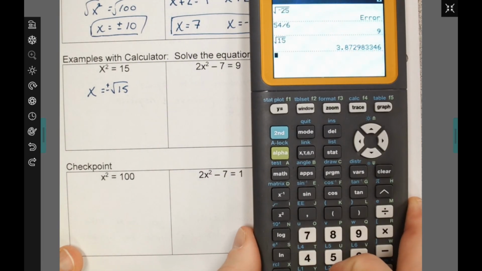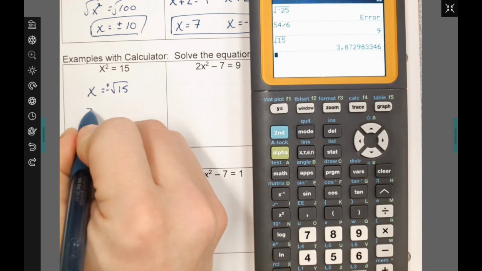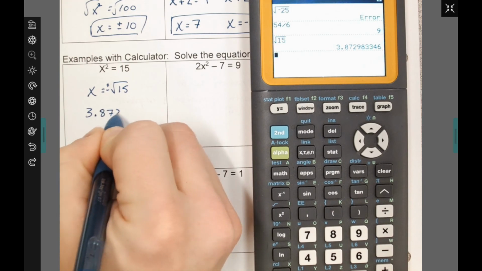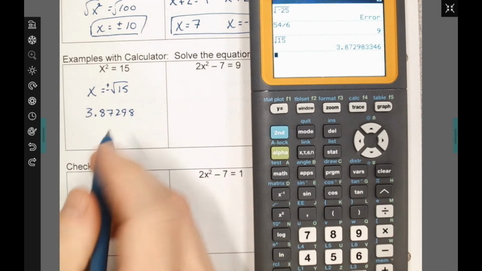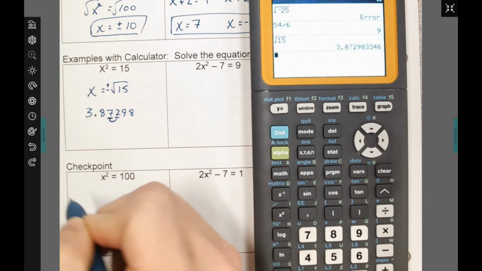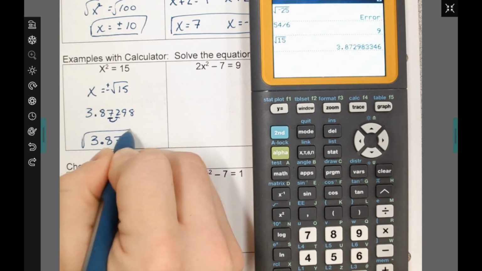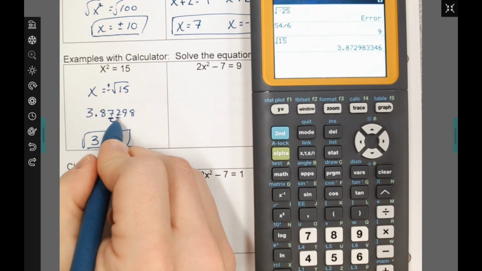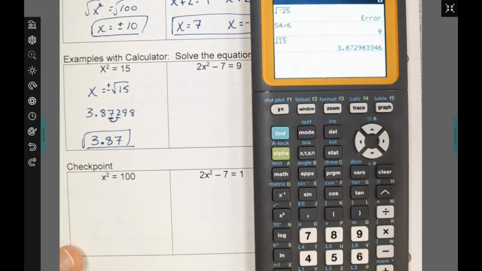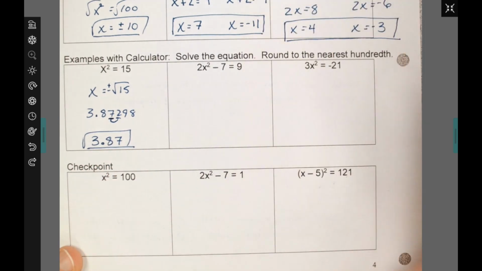They want it rounded to the nearest hundredth, which is the second decimal place. So I look at it. If I write the whole thing out, it's 3.87298. It just keeps going on. Hundredth is the second, so I look to the right. 2 is less than 5. It's going to leave me at 3.87. If the number to the right is 5 or greater, then we're bumping this number up 1. But since that's not the case, we're good.